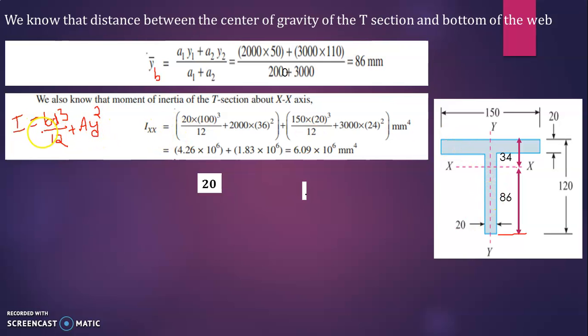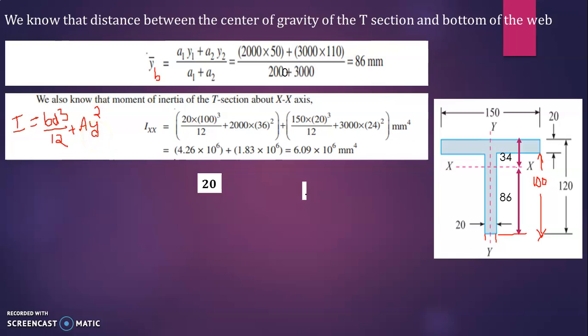Let us write this equation for the first section, that is the web. B is 20 into D cube. D is this depth, that is 100. This is full 120, but this depth is 100. So B is 20. So 20 into 100 cube divided by 12 plus AY square. What is area? Area is already calculated, that is 2000, into now y.